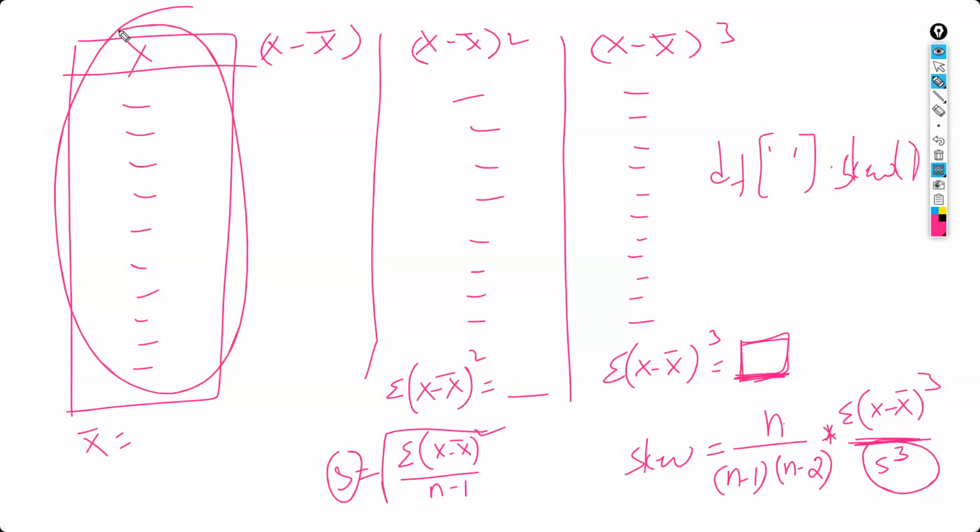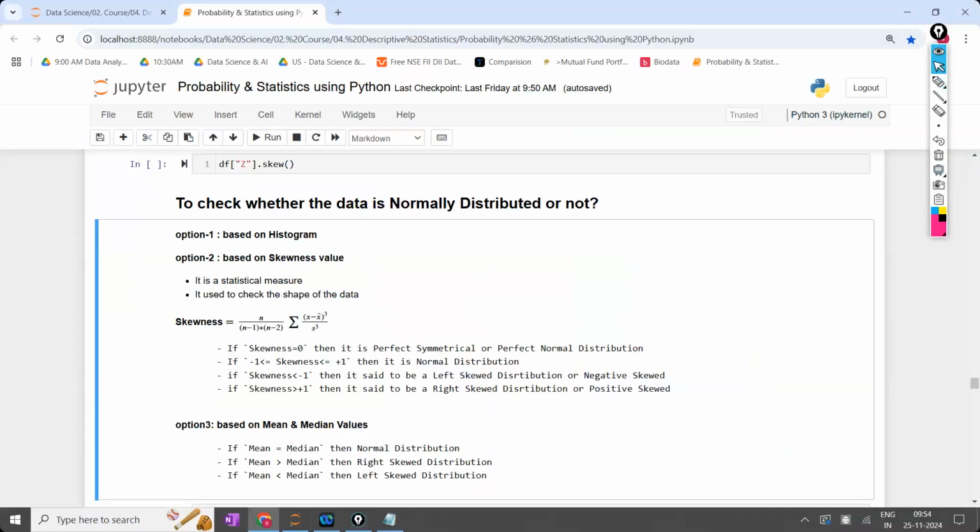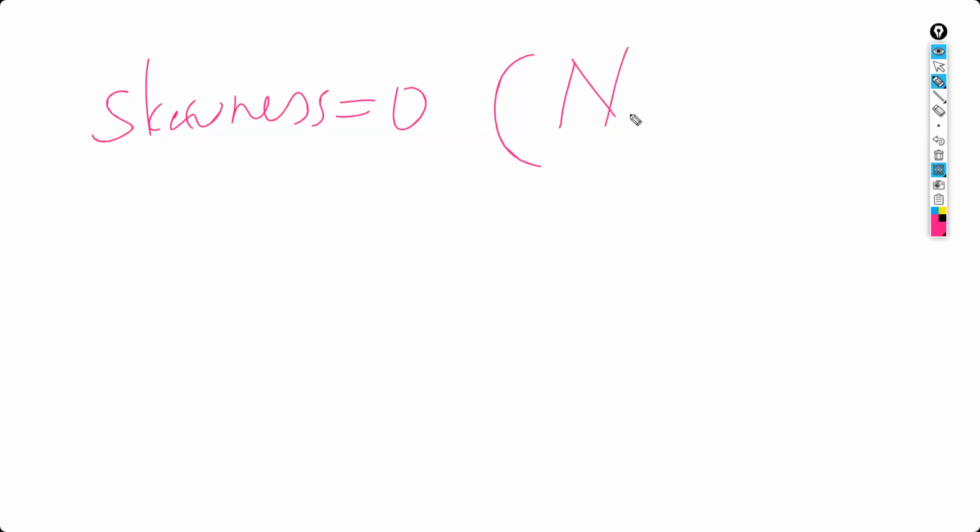Right? Now, sir, what is the advantage of skewness? Based on the skewness, we can tell whether it is symmetrical, left skewed or right skewed. If the skewness value is 0, it means there are not fewer records on the left side or more records on the right side. Both sides have an equal number of records, so it is considered a perfect normal distribution.